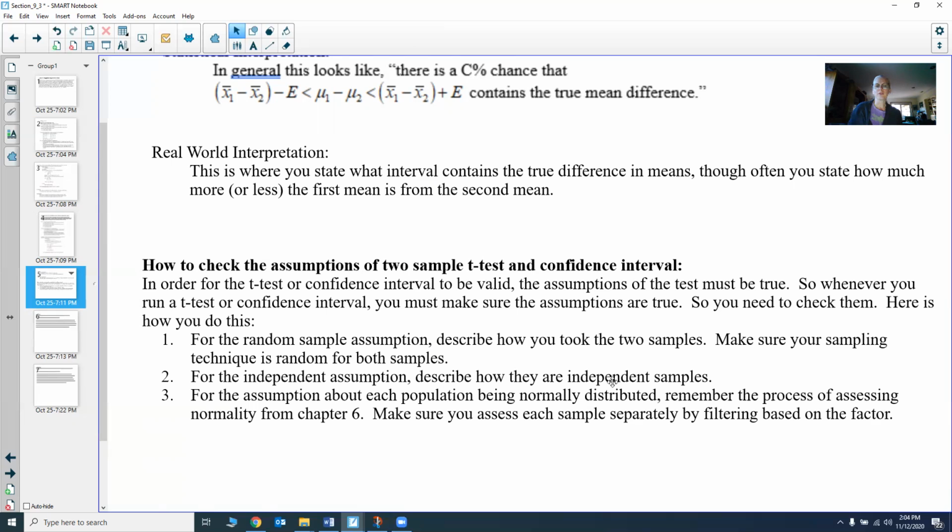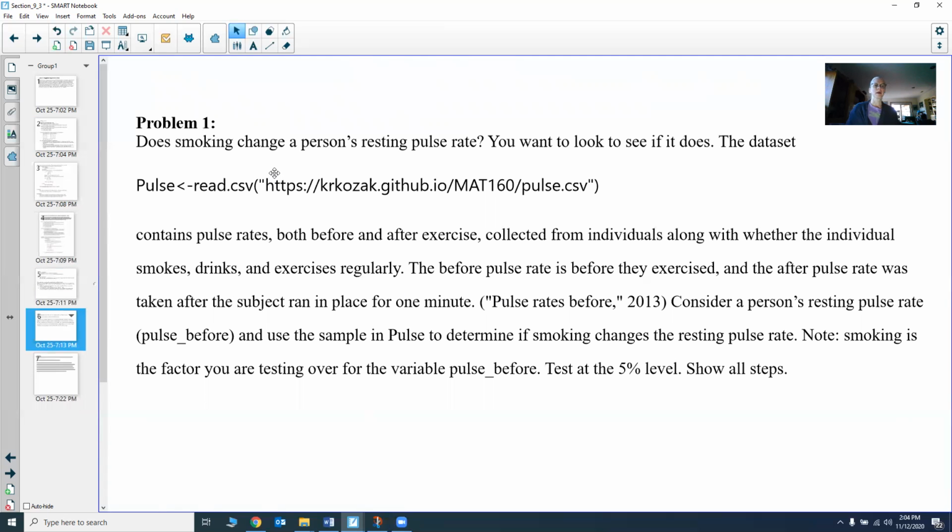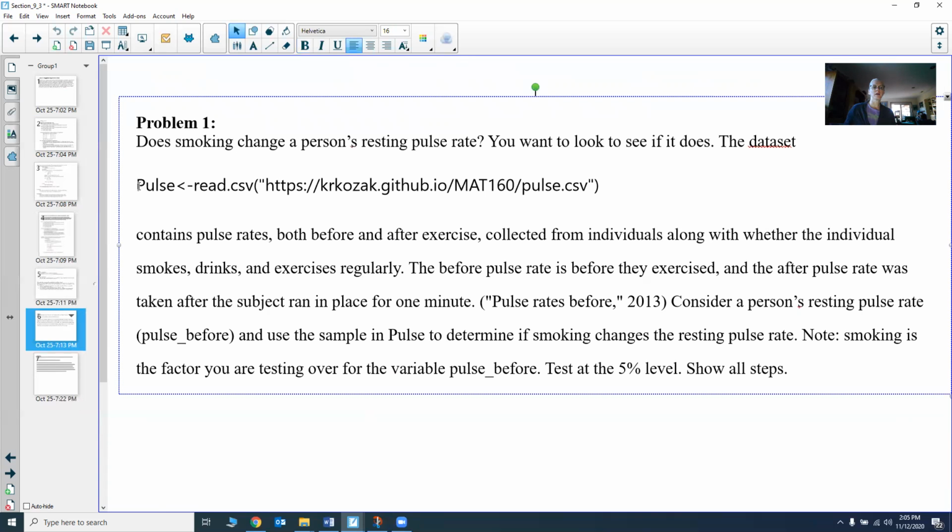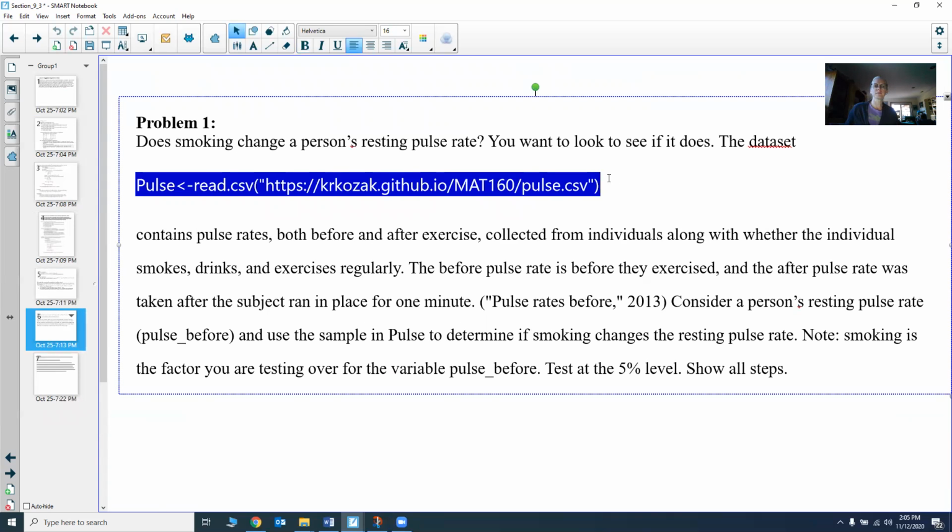They are not going to be the same values. Then you'd say, how do you describe how they're independent samples? And then you'd look at each individual sample to see if they're normally distributed. So you'd look at your normal quantile plot and your density plot. And you do those two separately. So let's go ahead and do an example. And the question is, does smoking change a person's resting pulse rate? And we're going to ask that question and see if it does. We're going to use this pulse data set.